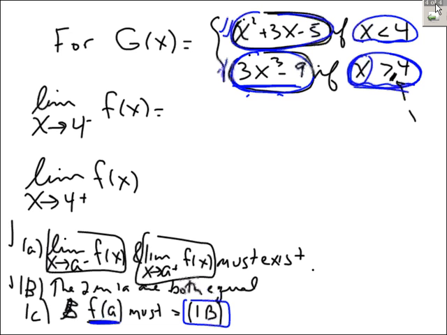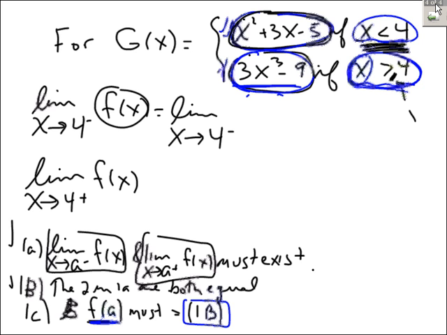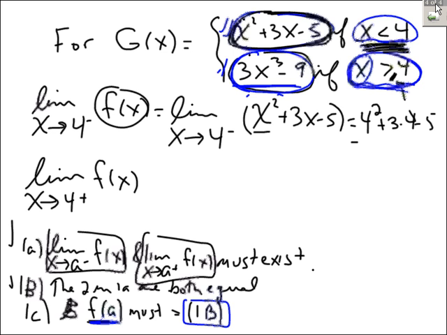Well, let us figure out what f of x is. What is the definition of f of x? Well, if x is a little bit less than 4, or a lot less than 4, if x is less than 4, we use the quadratic. We use x squared plus 3x minus 5. And we plug 4 in. We get 4 squared plus 3 times 4 minus 5. We get 16 plus 12 minus 5. We get 23. So the left-hand limit is 23.